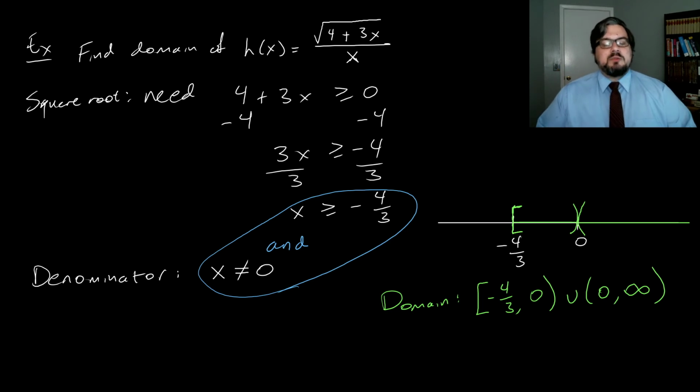For now, the only ones we have to worry about are the denominator, making sure that none of the denominators that appear anywhere in the formula are 0, and making sure that anything under an even radical, square root, fourth root, sixth root, etc., has to be greater than or equal to 0. To find the domain means to find all the numbers that satisfy both of those conditions at the same time.